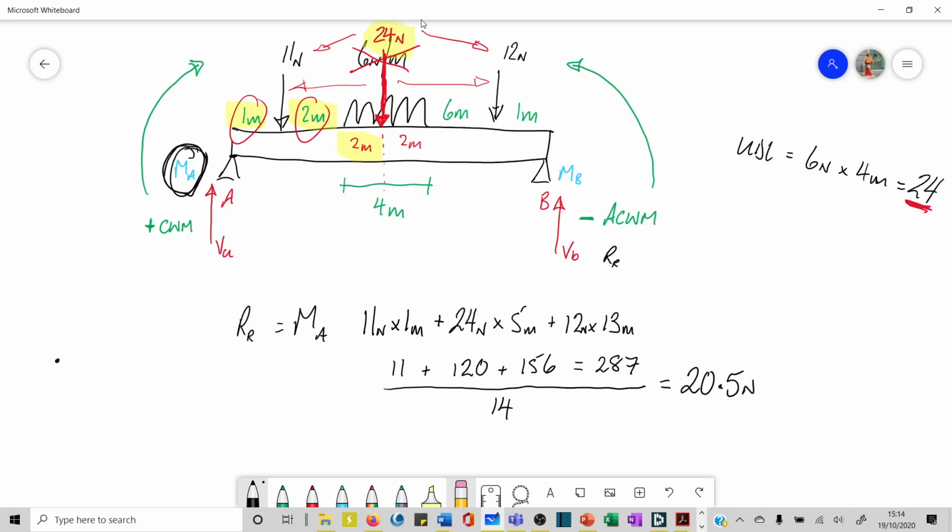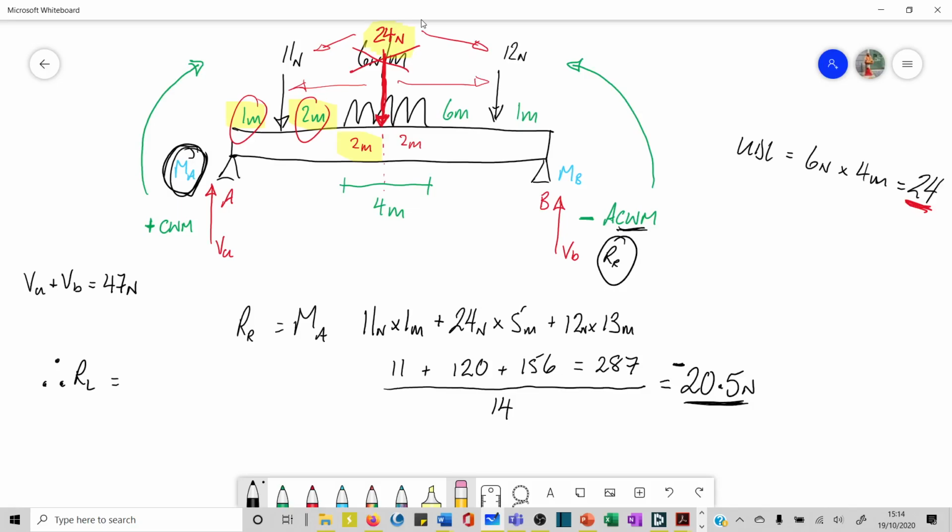So therefore the left reaction is equal to the total sum of forces, which is VA plus VB. So VA plus VB equals 24, 36, 47 newtons. And we've just worked out the right reaction, which is in the notes. This would be a negative, by the way, negative 20.5, because it's anti-clockwise.